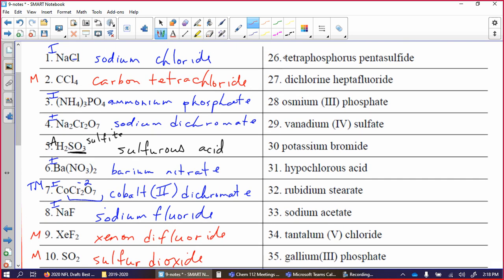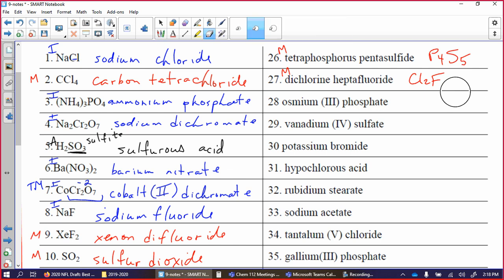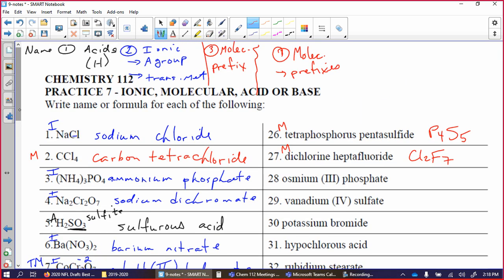So just to do the first. The first thing is tetra prefix, molecular. No prefix, no prefix, no prefix, no prefix. Hypo is not a prefix. Well, it kind of is. No, nope, nope, nope. So those are the molecular ones. Phosphorus, tetra, P4. Sulfide is S. Penta is 5. Dichlorine, so Cl2. Heptafluoride, F. That should be a 7, but my hand decided not to do 7 properly. So I'm doing those first.